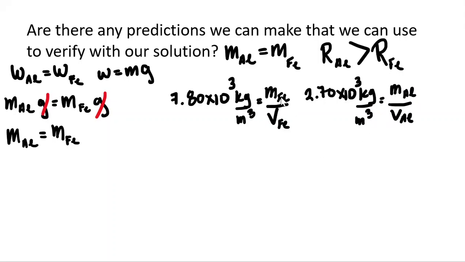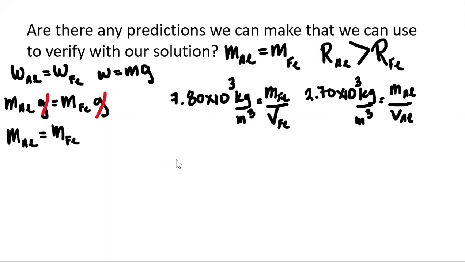So we know that the masses should be equal, but notice how these density values are different. In fact, aluminum's density value is much smaller than the density value of iron. Well, if the masses are equal, for this to work out, the volume of aluminum must be greater than the volume of iron. Let's go ahead and consider the volumes for a second.